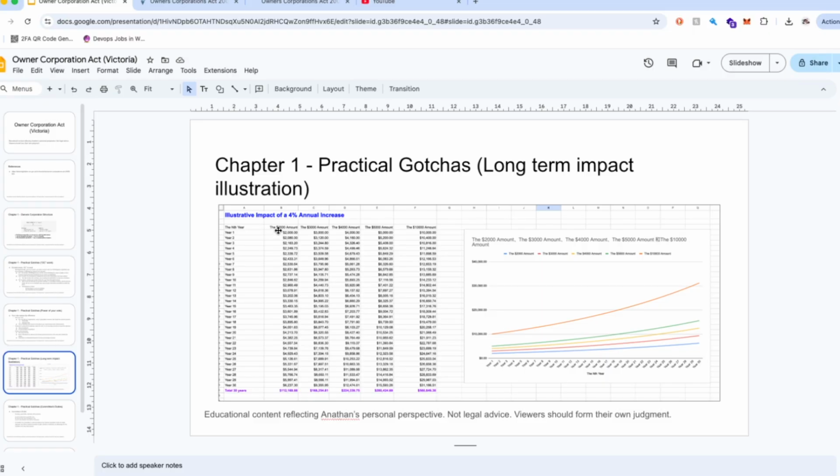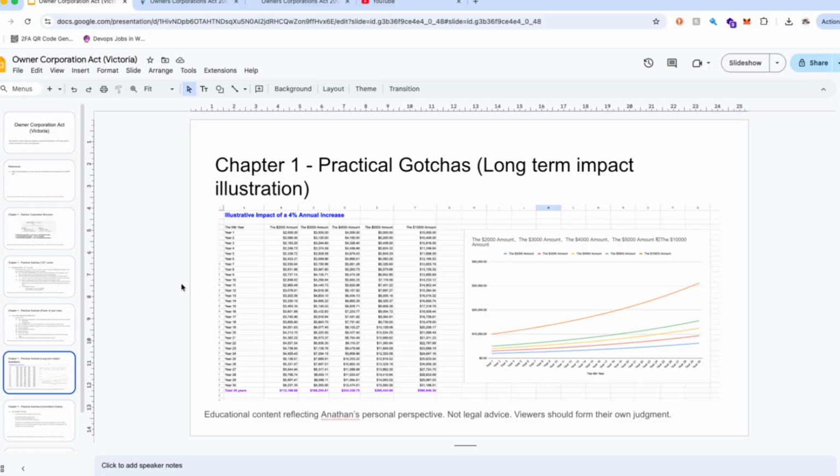If you're paying 2,000 per annum, assuming a 4% annual increase, in 30 years' time you will pay 112,000. If it's 3,000, then it's 168,000. If it's 4,000, it's 224,000. If 5,000, it's 280,000. If it's 10,000, then you are paying almost $500,000 over the 30 years just for your OC levy.